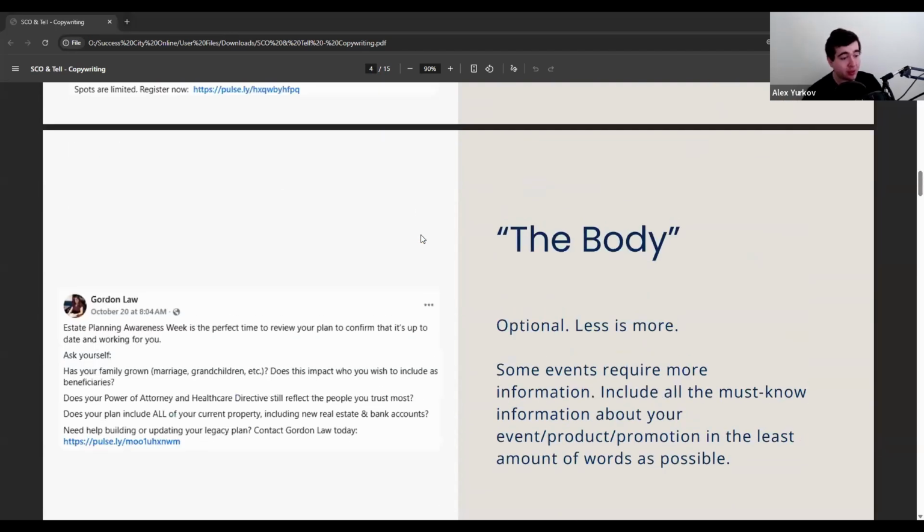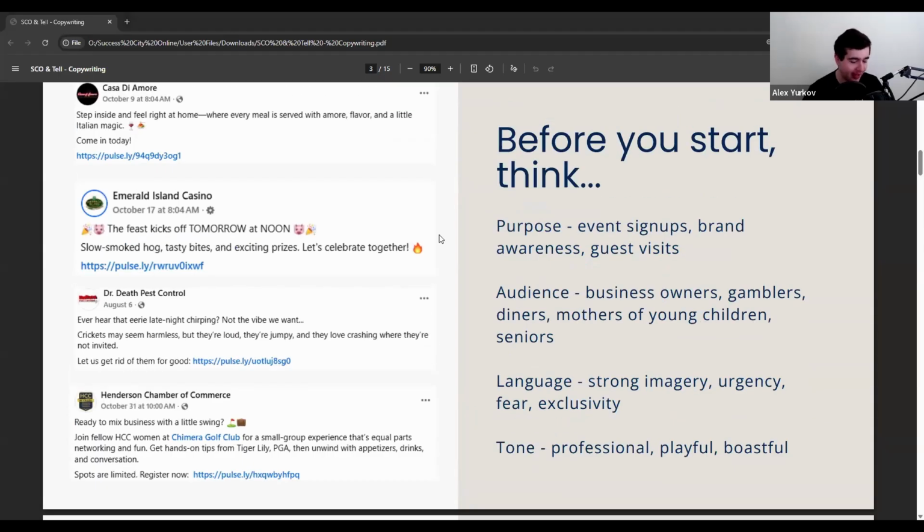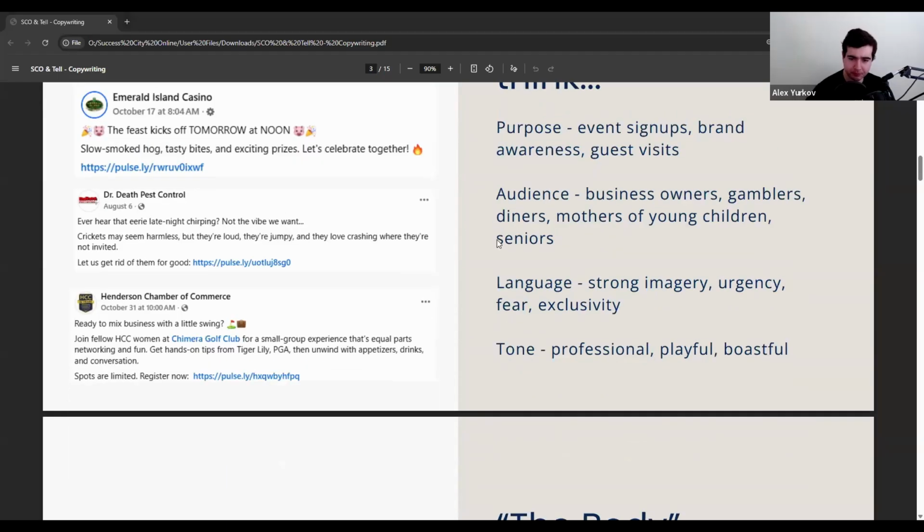So that's what we need to know about hooks, right? I can't just say directly this is how you make a good hook. These are some factors to consider in a good hook.